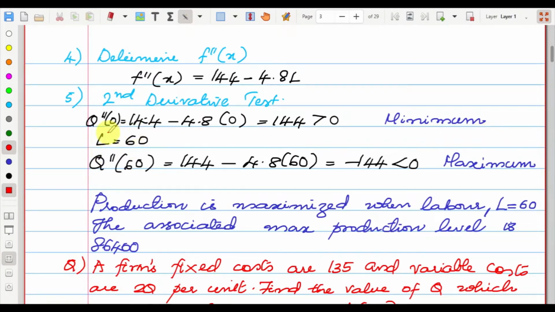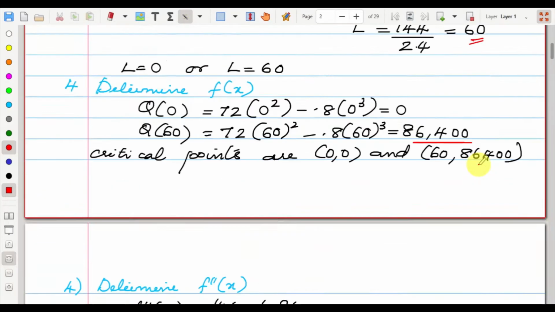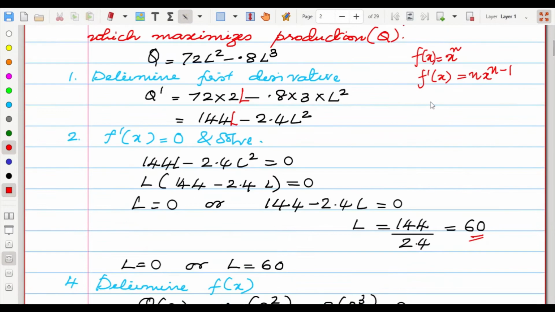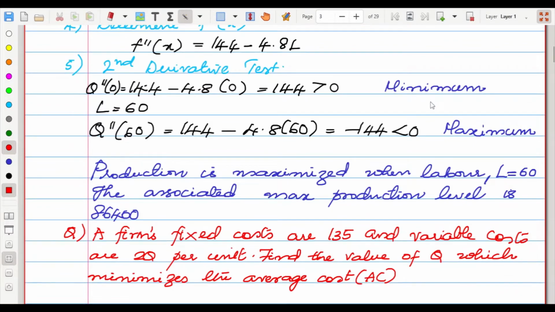Now we substitute L equal to 60. So q double dash of 60 equal to 144 minus 4.8 into 60, that is equal to minus 144, which is less than 0. Here it is negative, so this point will be a maximum. So we got two points. Our aim is to find the labor L which maximizes the production. Here we got the maximum value at L equal to 60. So labor equal to 60, and the associated maximum production level is 86,400.